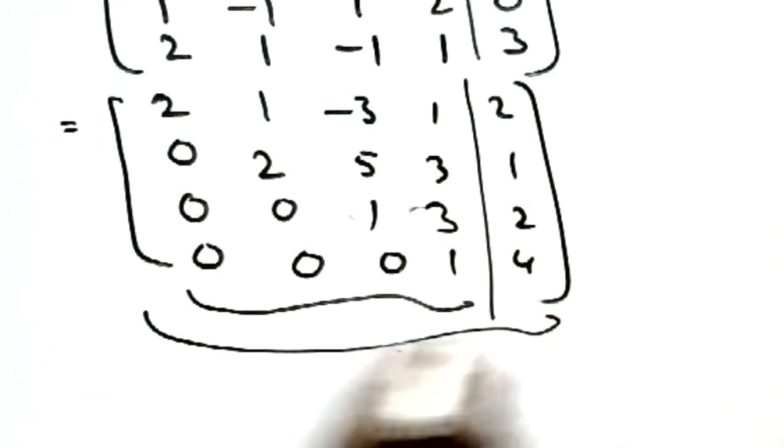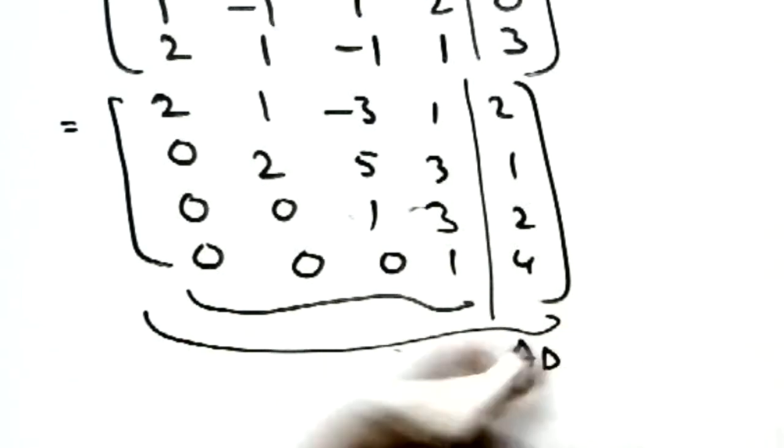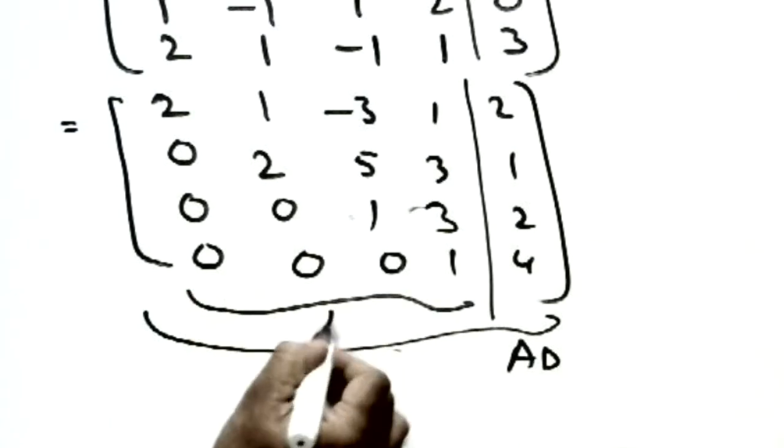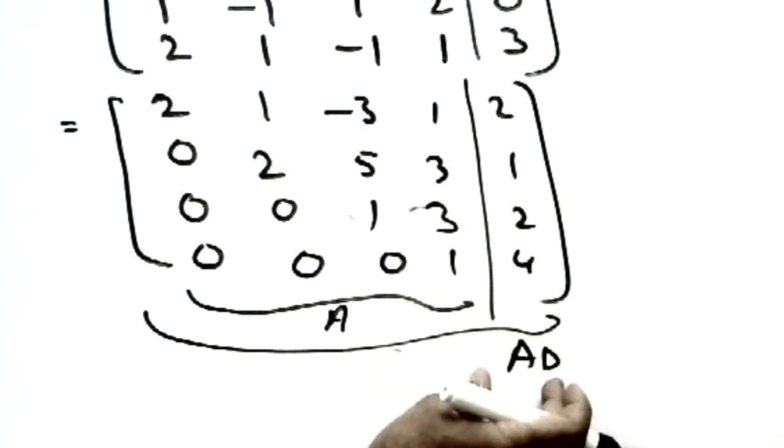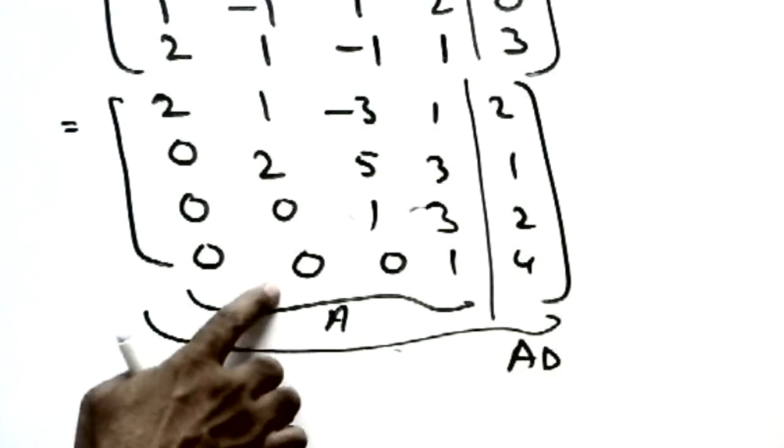Now watch here. When we take this column also together, then we call it AD. When we take only this much, we call it A. We say this is matrix A. When we take the complete matrix, we say AD.